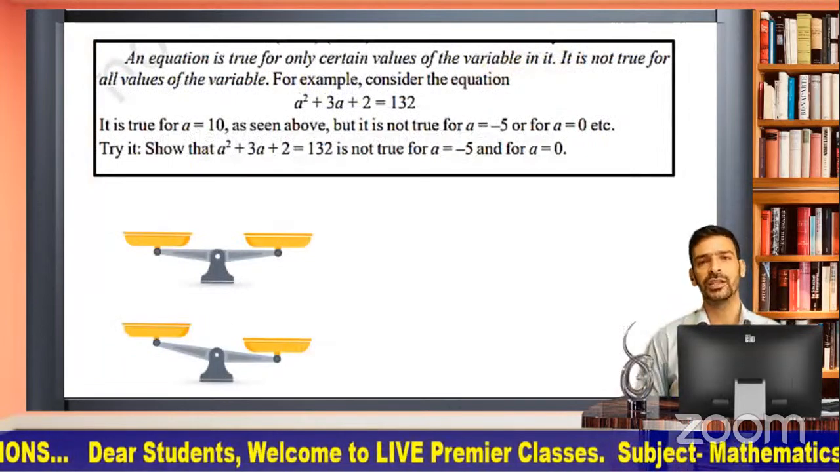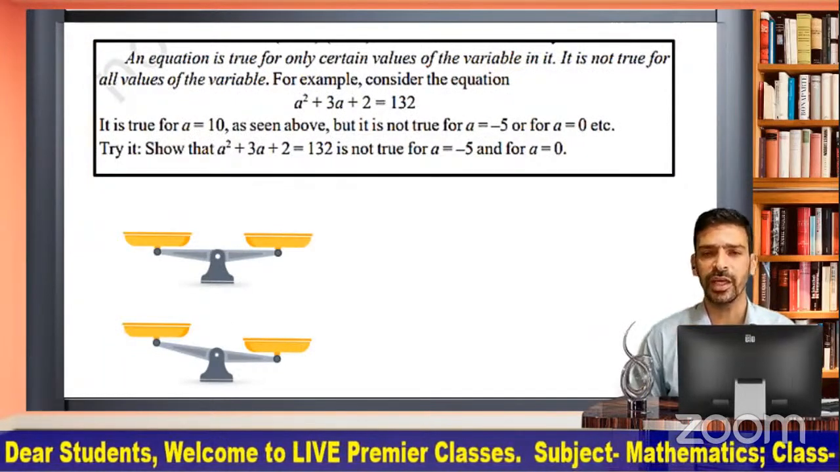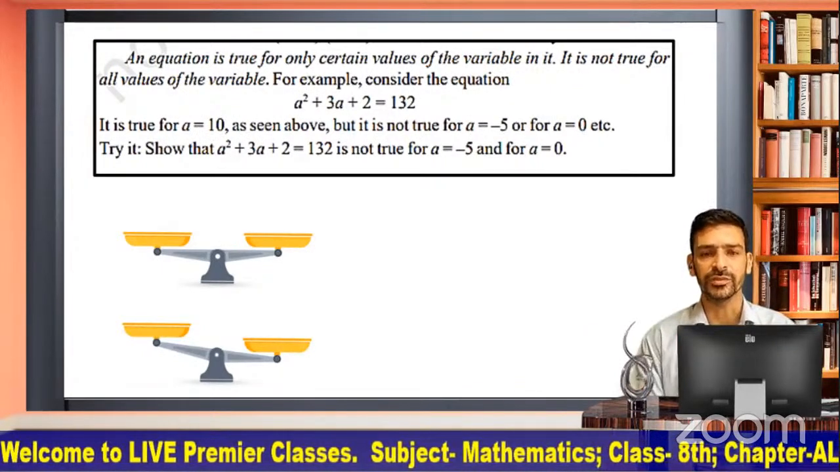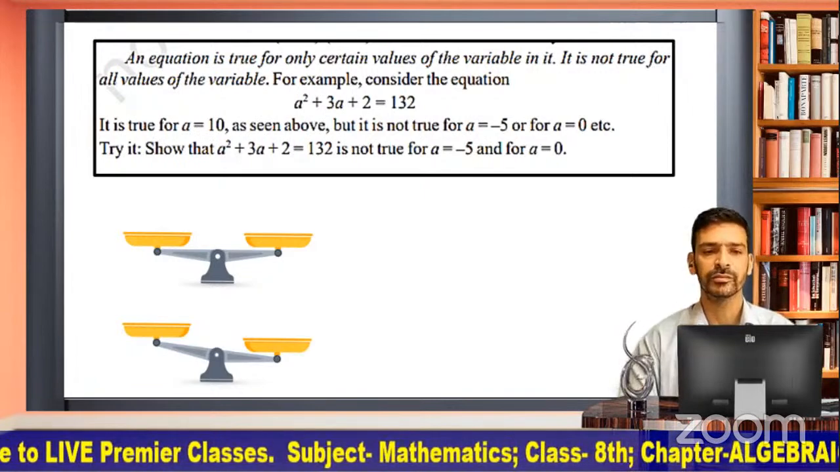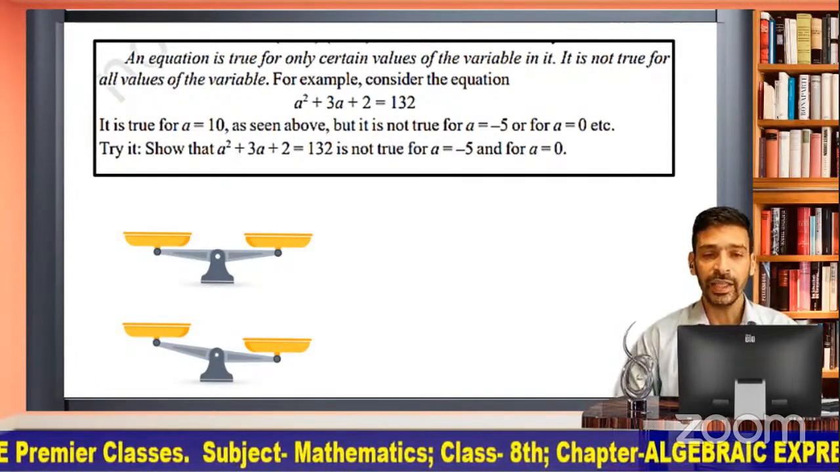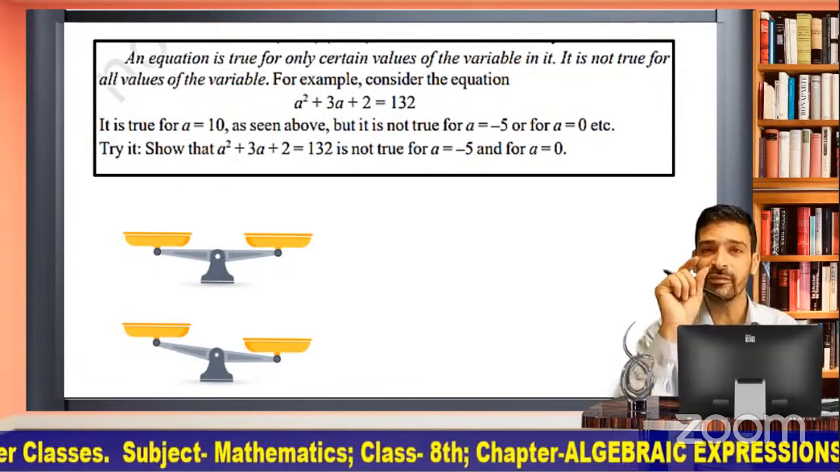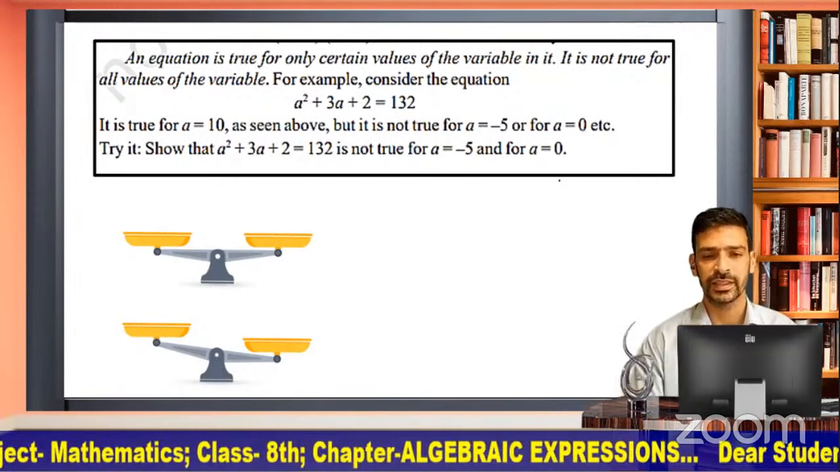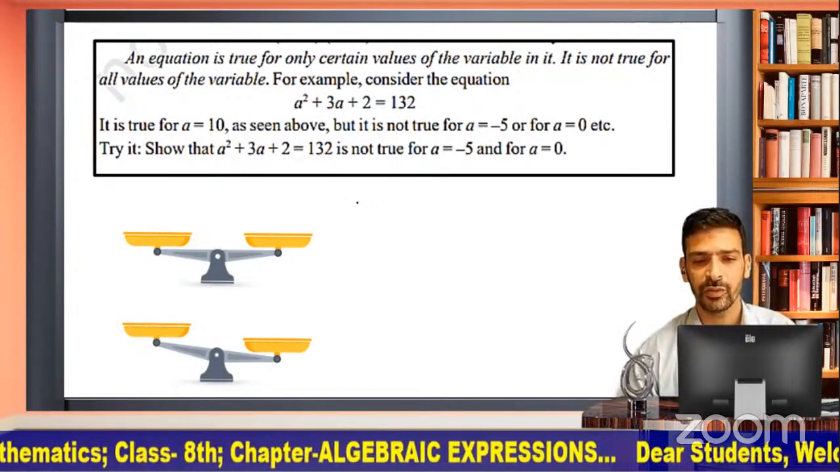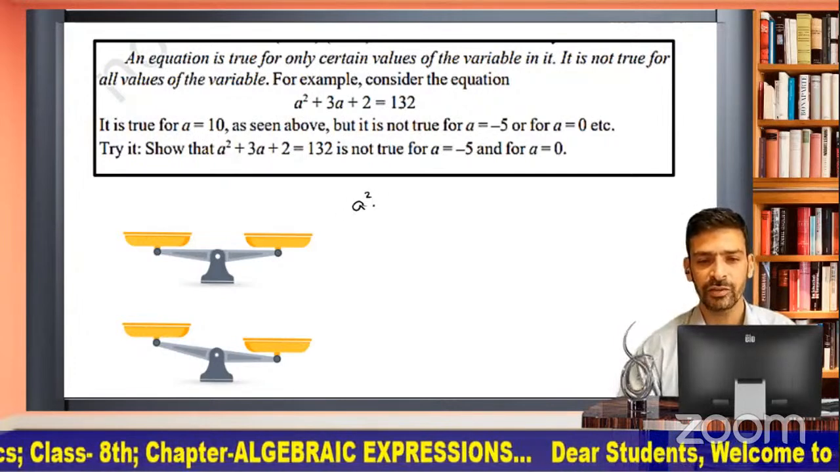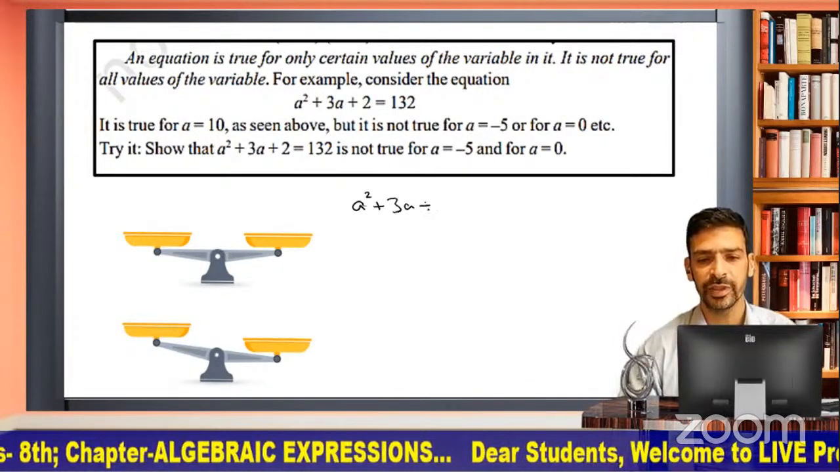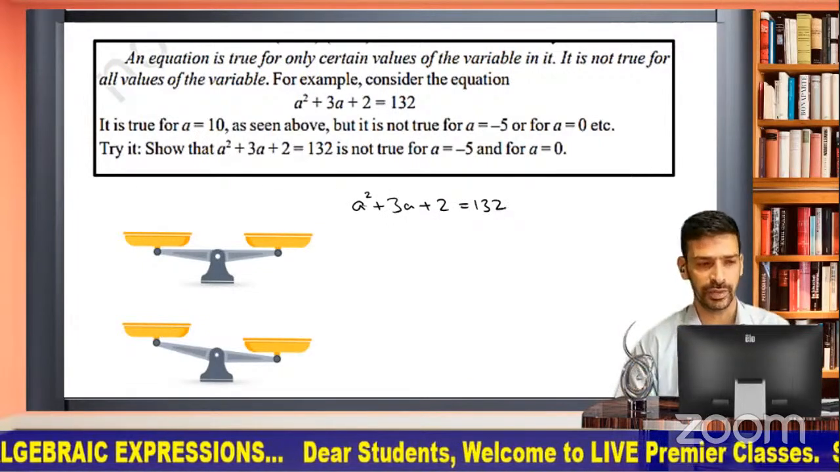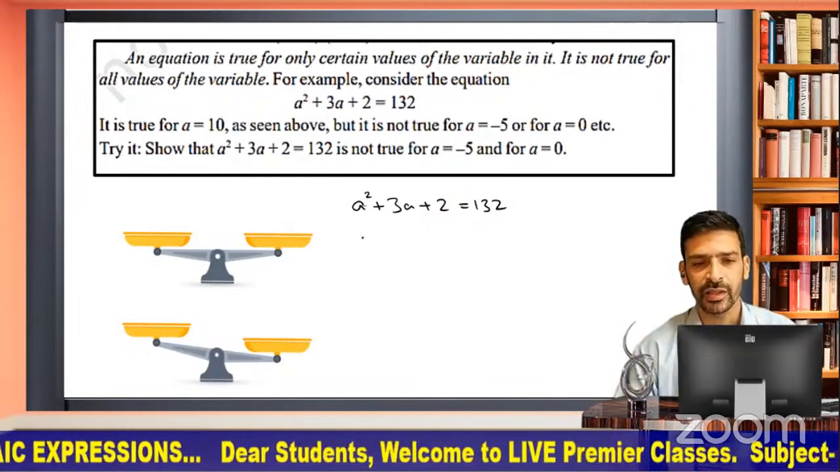अब यहां एक बात आती है, मैंने इक्वेशन लफ्ज भी इस्तेमाल किया. I will use the word equation. What is an equation? An equation is true for only certain values of variables. Let us consider this equation here. We have a square plus 3a plus 2 equals 132. Example की शक्ल में इसको समझते हैं, सीखते हैं.